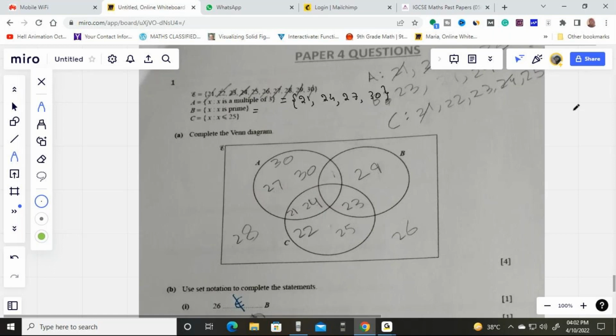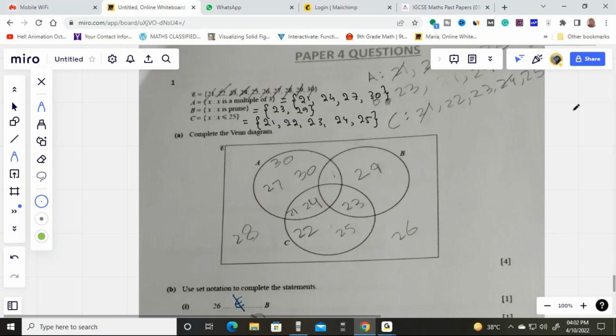And set B contains prime numbers from the universal set. It's 23, 29. This is your set B. And set C contains the values which are less than or equal to 25. So 21, 22, 23, 24, 25. So that's how you convert your builder set into tabular form.